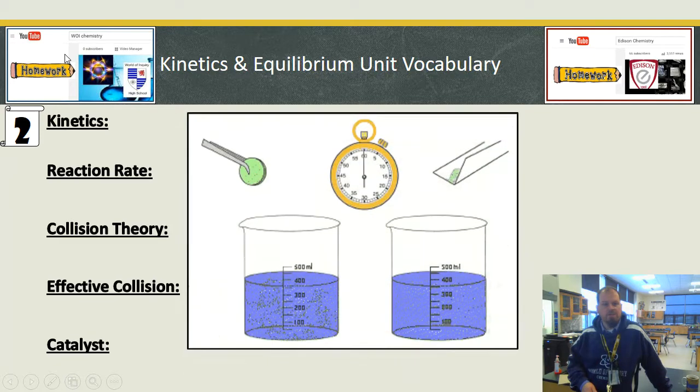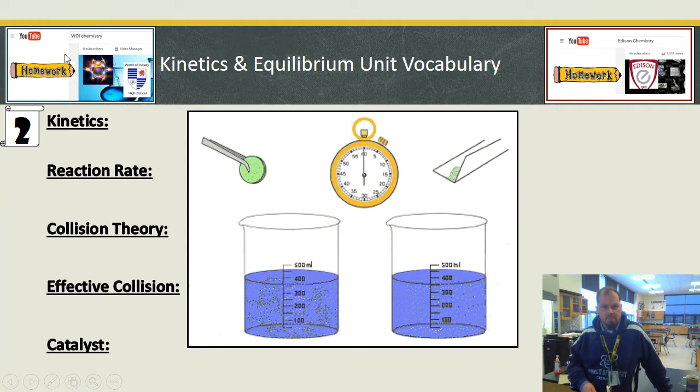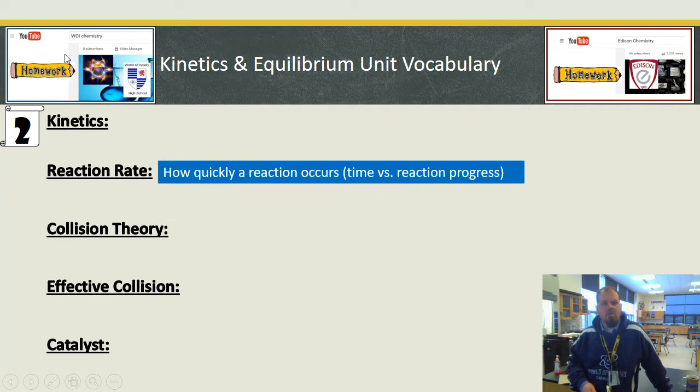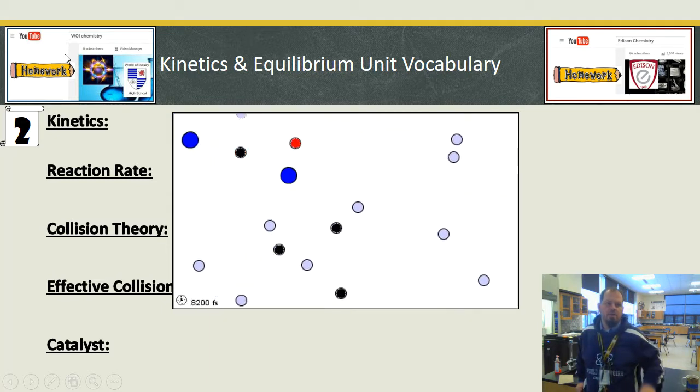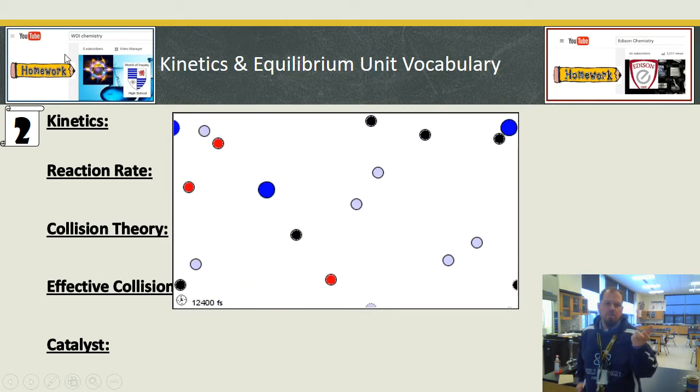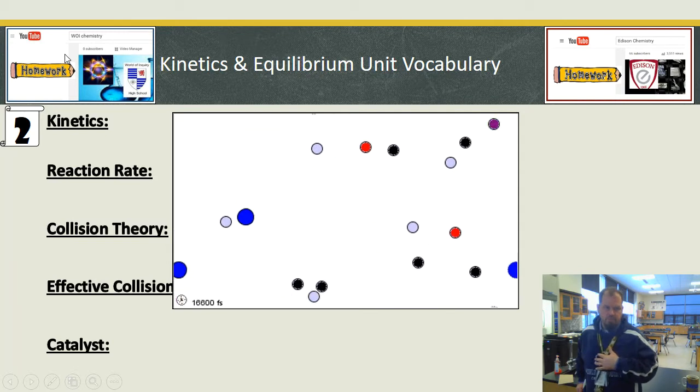Okay. The reaction rate itself is how quickly a reaction occurs. This is the time versus reaction progress. Kinetics is kind of the study of that. And you've got to make sure you don't get those two definitions confused.